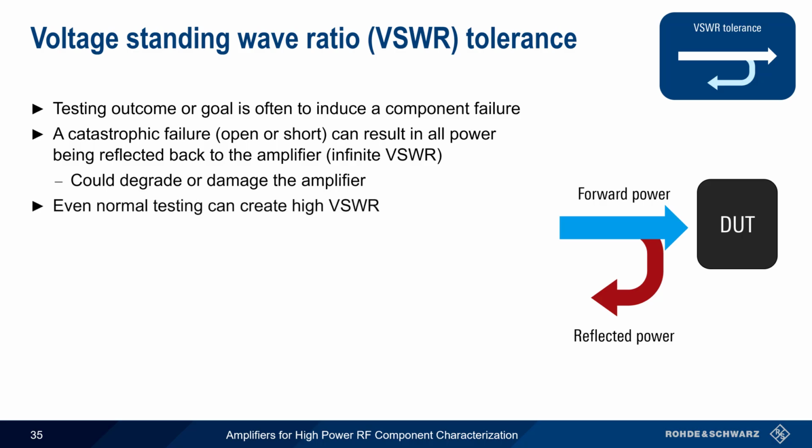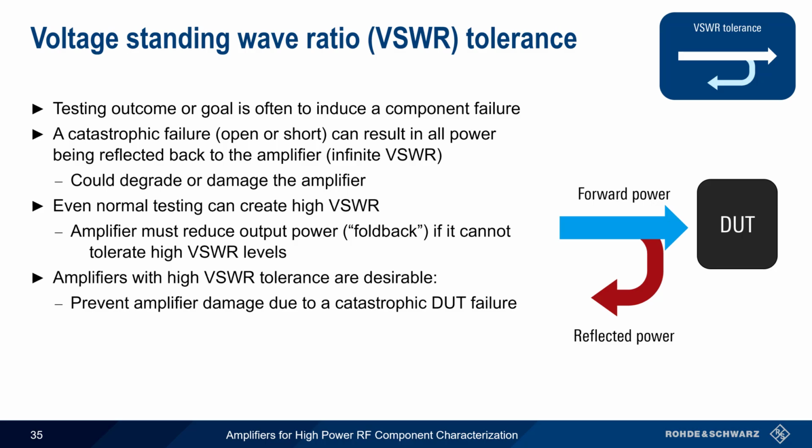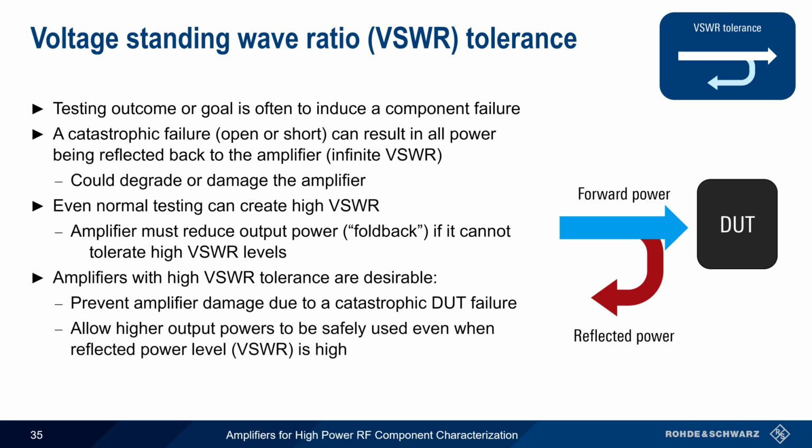But high VSWR can also be encountered even during normal testing, and in this case, an amplifier with a low VSWR tolerance would have to reduce its output power, or fold back, in order to prevent amplifier degradation or damage. Therefore, there are two reasons why high VSWR tolerance is desirable in amplifiers being used for high-power RF component characterization. First, it helps prevent amplifier damage if, or when, a component under test fails catastrophically. But a high VSWR tolerance also enables the amplifier to safely generate higher output powers, particularly in the case when VSWR is high during normal testing.